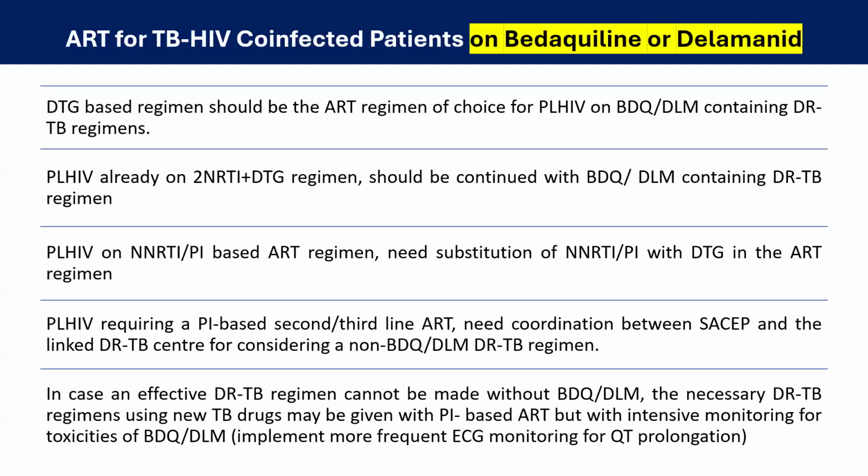In case an effective DRTB regimen cannot be made with BDQ or DLM, then the necessary DRTB regimens using new TB drugs may be given with the PI-based ART, but with intensive monitoring of toxicity, because there is always a chance of prolongation of the QT interval in the ECG.